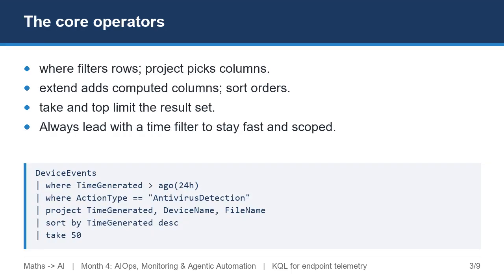Five operators cover most investigations. Where filters rows. Project picks the columns you want. Extend adds a computed column. Sort orders the result. And take or top limit how many rows come back. The single most important habit: always lead with a time filter. The ago function is the cheapest way to keep your queries fast and properly scoped.